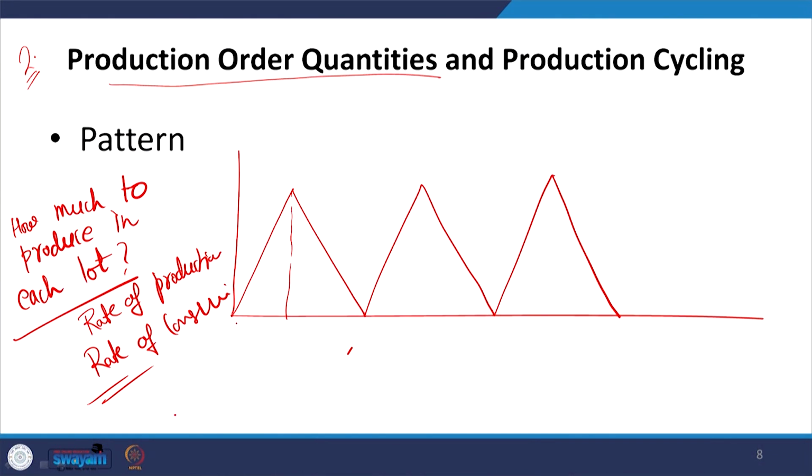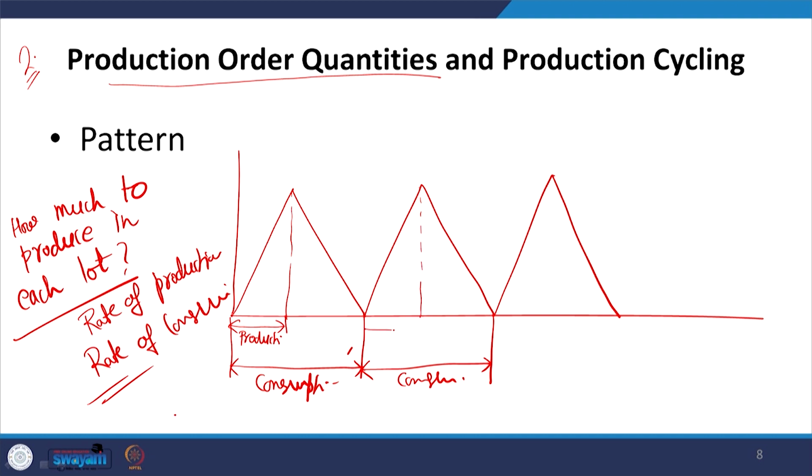So, here to here you see, from here to here you have consumption, and from here to here you have production. Similarly, in the second cycle also, from this point to this point you have consumption, and from here to here you have production.